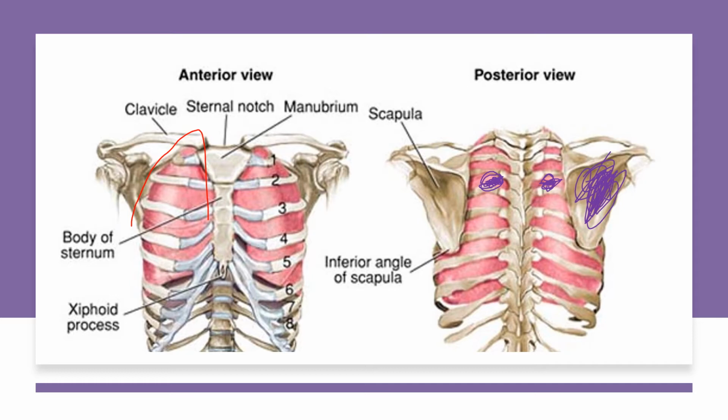I'm just saying. So these are the ribs, ribs 1, 2, 3, 4, 5, and then 6, 7, 8. Then the rest of them are not pictured here. So make sure you know your basic anatomy here.